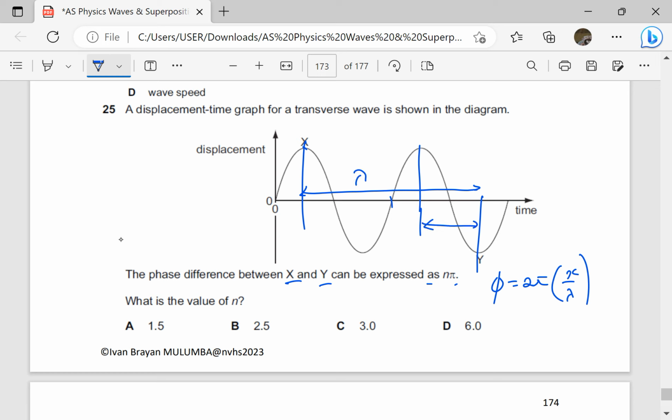So from here up to here, it is wavelength. And from here, it is half wavelength. So x is lambda plus a half lambda, which is 3 over 2 lambda. So this is going to be 2 pi into 3 lambda over 2 divided by lambda. And lambda cancels. The 2 has cancelled out, so we remain with 3 pi radians. So our answer here is going to be 3. n must be 3.